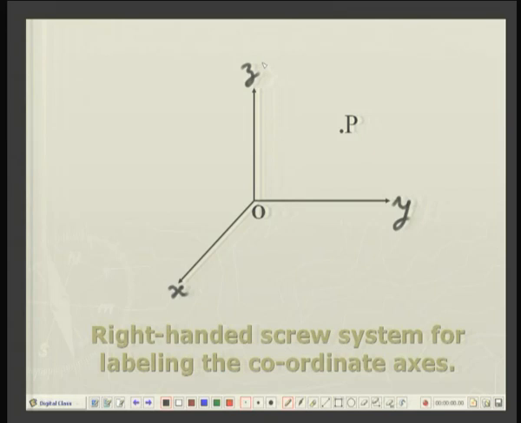The labeling of x, y, z is like this: from x to y, when I rotate, then the z direction will point in the same sense as a right-handed screw will move. For example, if I rotate a screwdriver, if it is a right-handed screw, then the screw will go up. A left-handed screw, if I give the same rotation, will go down. But internationally, the convention used is the right-handed screw system.